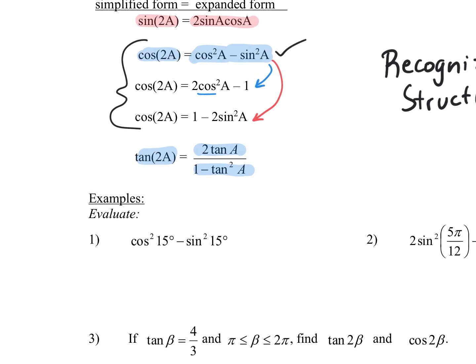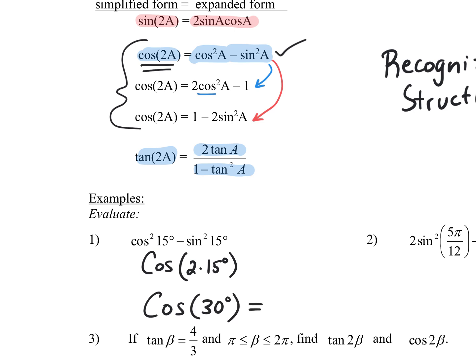As I look at our first example here, I have the cosine squared of 15 degrees minus sine squared of 15 degrees. That structure, cosine squared minus sine squared of the same angle, is our first cosine double angle formula. So what that means is we can write this as the cosine of 2 times 15 degrees. Well, the cosine of 2 times 15 is just going to be the cosine of 30 degrees. That's a value that's on my unit circle, and the cosine of 30 degrees is root 3 over 2.